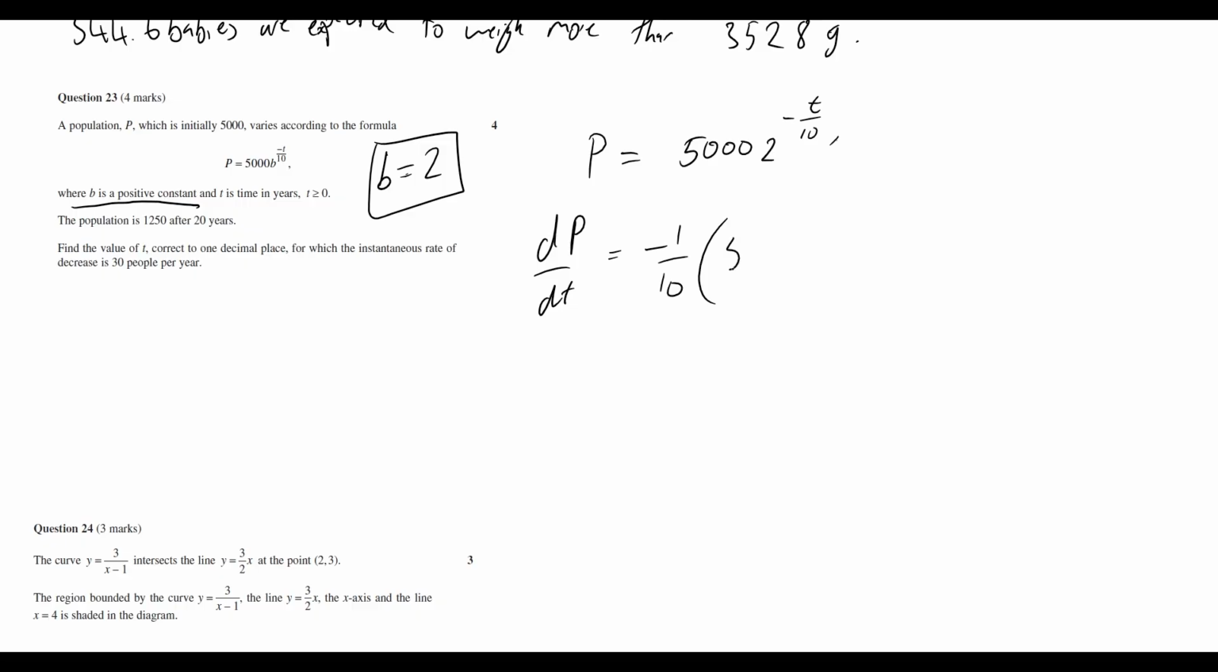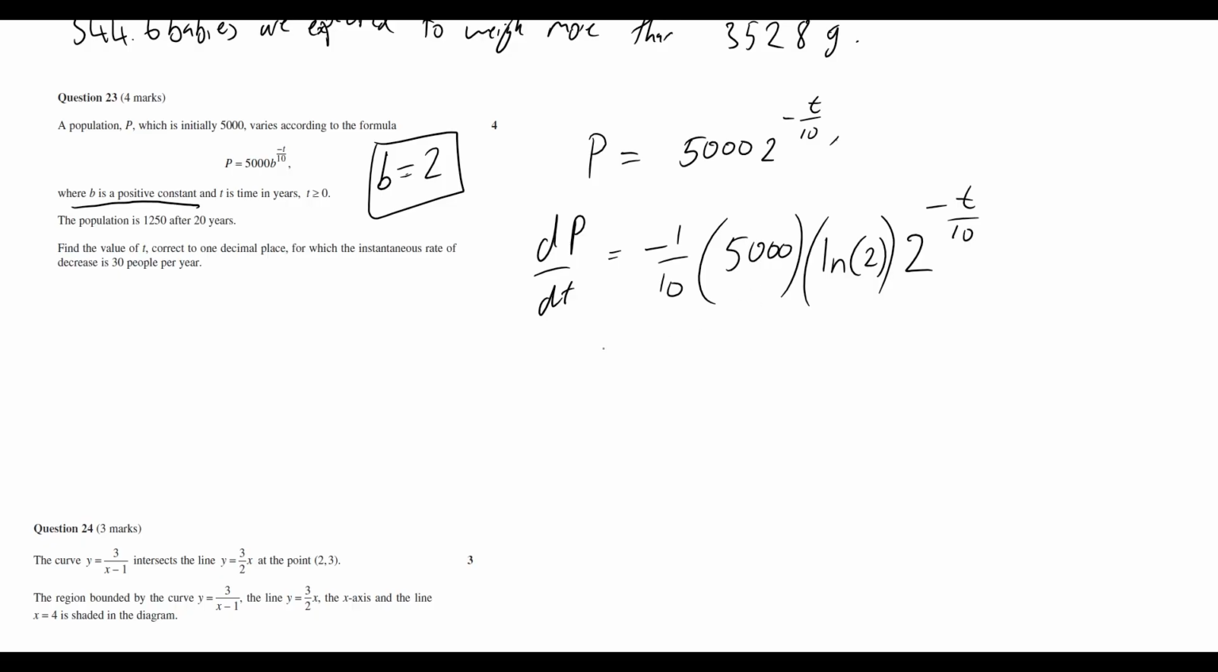We're going to multiply that by the 5,000. That's already there. Now we're going to multiply that by the natural logarithm of 2, because normally you can only bring down that index when you have the base of e. So when you don't have the base of e, you need to make sure that you also include the natural log of that base. And now 2 to the minus t over 10.